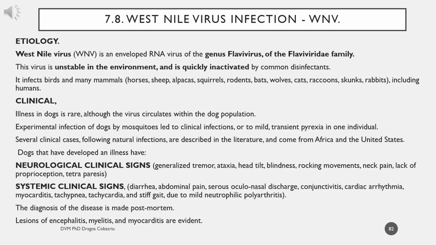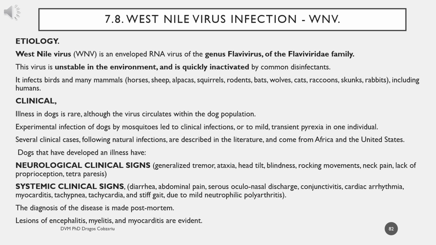West Nile virus, WNV, is an enveloped RNA virus of the genus Flavivirus, of the Flaviviridae family. This virus is unstable in the environment, and is quickly inactivated by common disinfectants. It infects birds and many mammals: horses, sheep, alpacas, squirrels, rodents, bats, wolves, cats, raccoons, skunks, rabbits, including humans. Clinical illness in dogs is rare, although the virus circulates within the dog population.